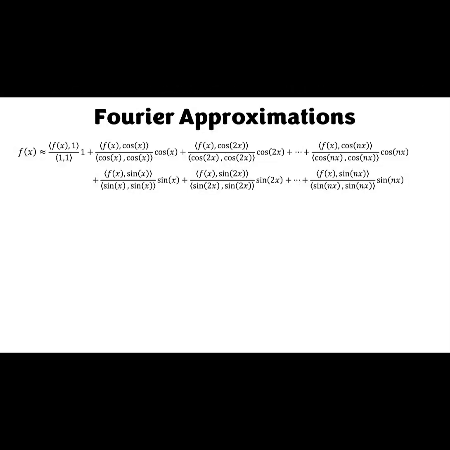We can simplify this formula by calculating all the denominators in those ratios. So the first denominator is the inner product between 1 and 1. So that's just the integral of 1 from 0 to 2 pi. And that's equal to 2 pi. You can do that one by hand. And all of the other denominators, so the inner product between cosine of x and itself and cosine of 2x and itself, sine of x and itself and sine of 2x and itself, and so on, all of those are equal to pi. You can calculate those integrals by hand or use a calculator and verify that those integrals are pi.